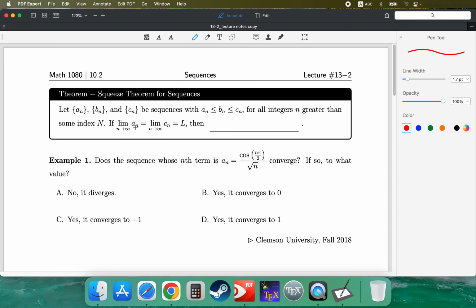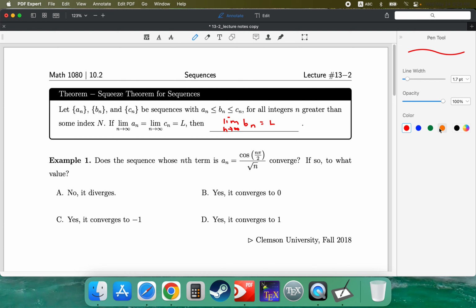Now, if the limit of a sub n as n goes to infinity is the same as the limit of c sub n as n goes to infinity, and both limits exist and their values are L, then we can say that the limit of b sub n as n goes to infinity equals L.